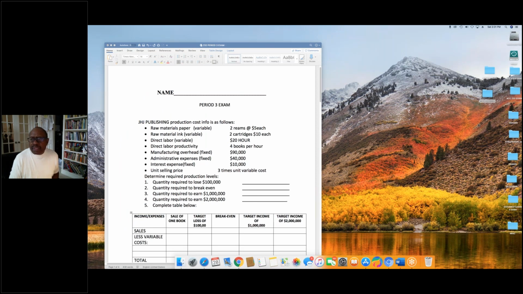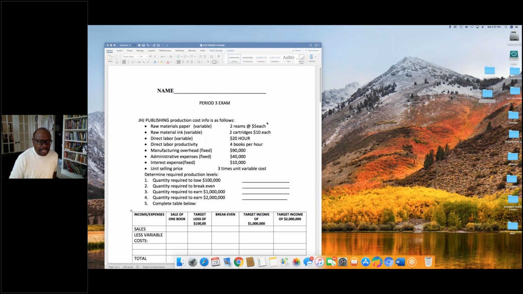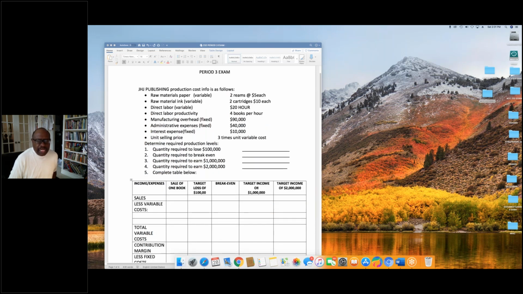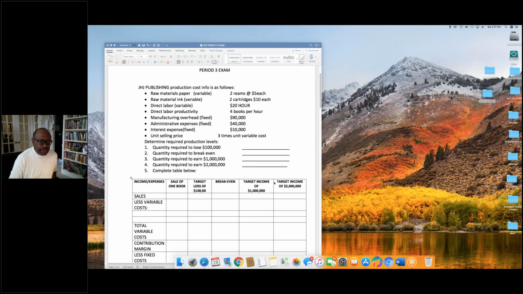Okay, the purpose of our meeting today is to review the Period 3 exam. The Period 3 exam consists of 3 parts. First of all, a cost volume profit problem where you will have to determine the quantity for the target loss, break even, target income of $1 million, target income of $2 million.